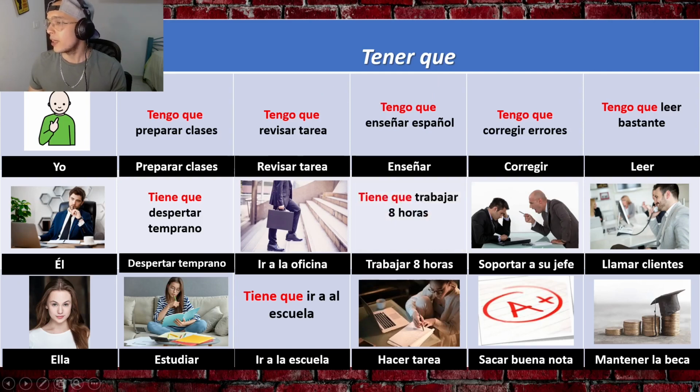Now, also, this woman has a scholarship. So she has to have good grades. In Spanish, when we say to score a good grade, we say that we pull out a good grade from an exam. So we use the verb sacar. And buena nota means a good grade. So let's say she has to have good grades. Decimos, ella tiene que sacar buena nota. Otra vez, ella tiene que sacar buena nota.